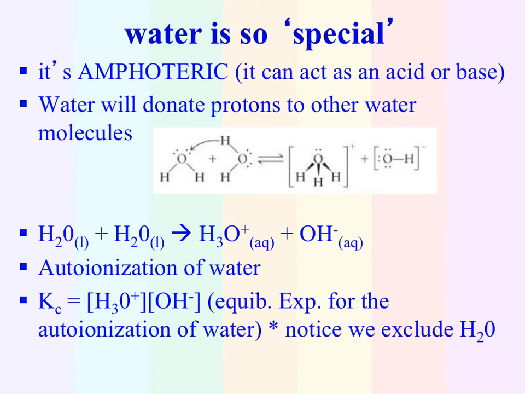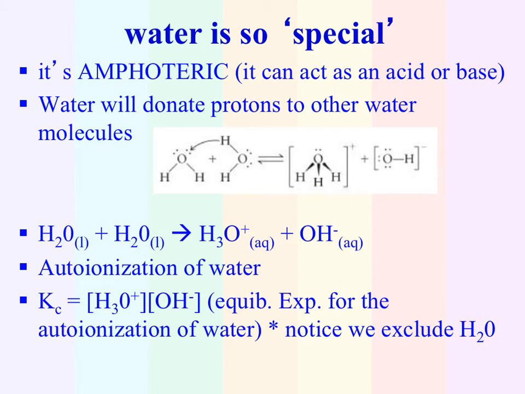So we've talked about water a little bit before. We've indicated that it's amphoteric and that it can act as an acid or a base. Something we need to look at more in depth is that water will donate protons to other water molecules. So if I just have a glass of pure water, what's actually happening in that container is that one water molecule is going to behave as a base and one is going to behave as an acid. One's going to give away its proton, one is going to accept the proton, and that's going to give us the hydronium ion and the hydroxide ion.